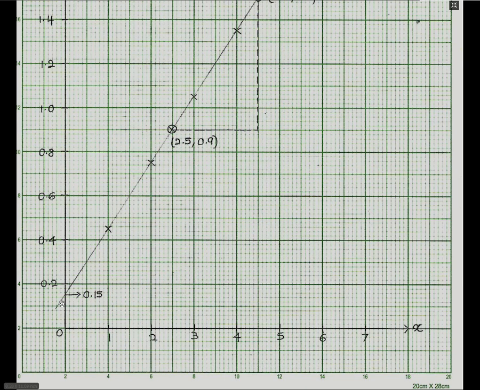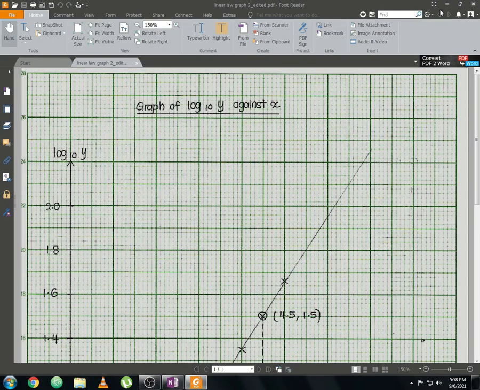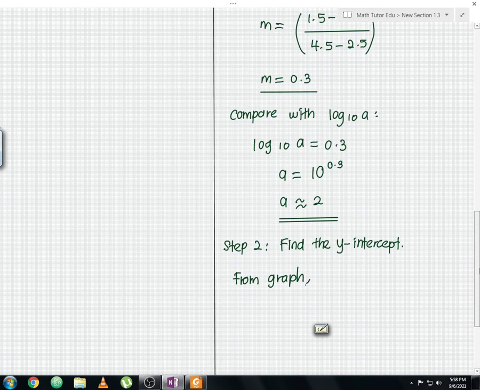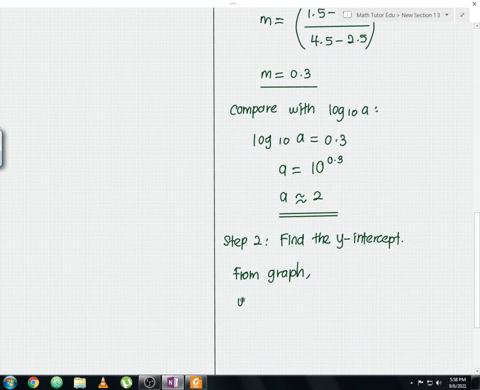Okay, let us close this, and back to our working here. From the graph, we do know that our y-intercept is equal to 0.15. Let me write over here, guys: y-intercept is equal to 0.15. This value we get straight from the graph.